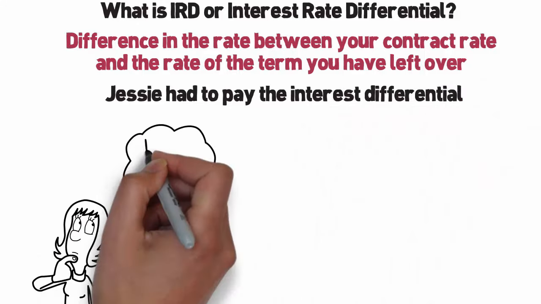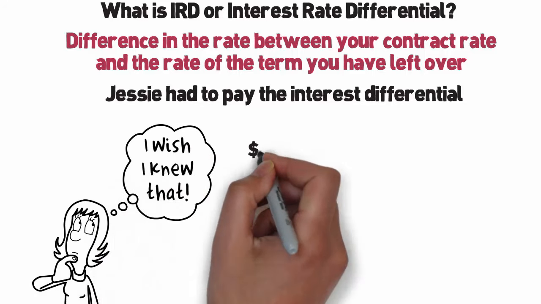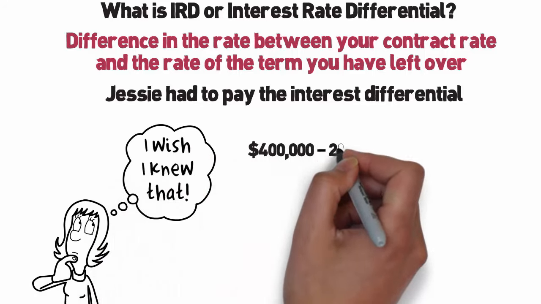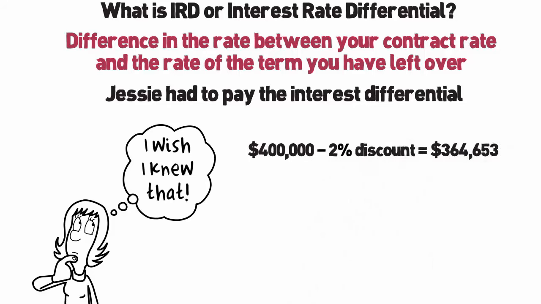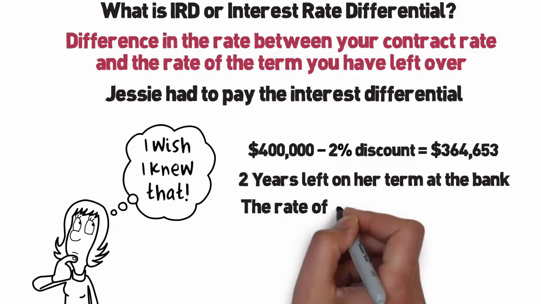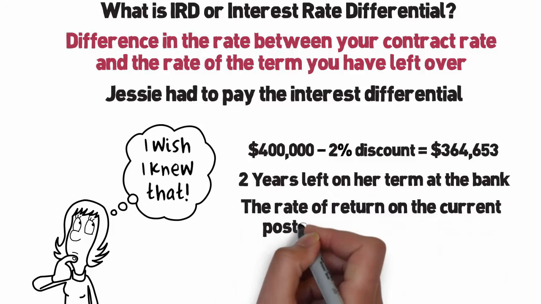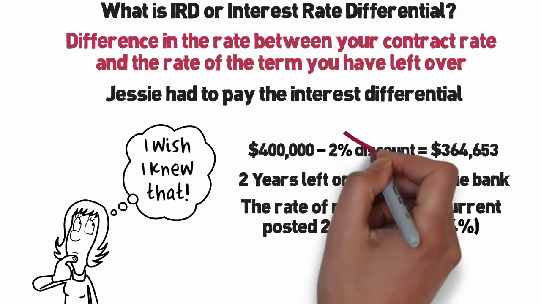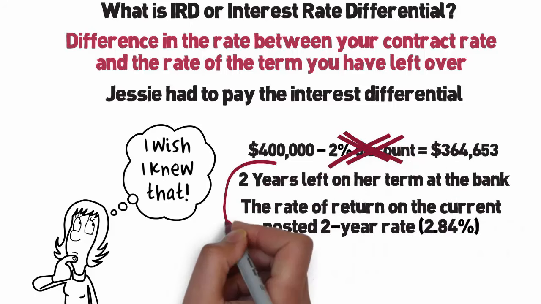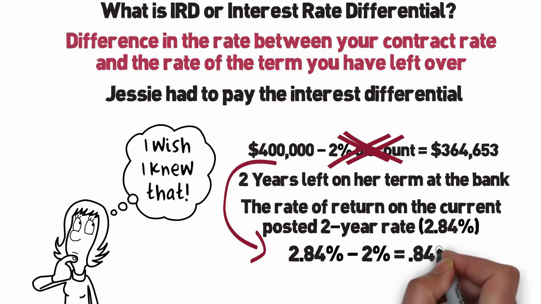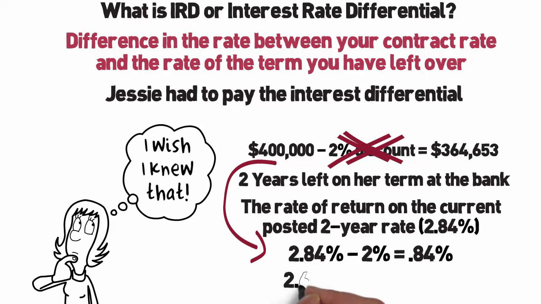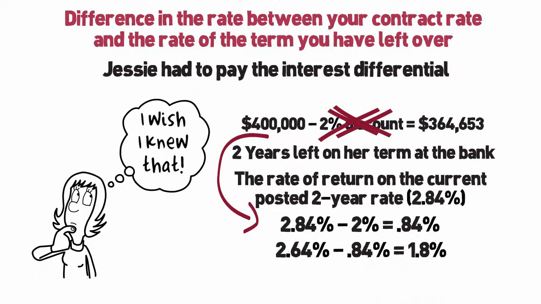The details Jessie wishes she knew at the beginning of her story. On $400,000 with 2% discount from the posted rate, her balance is now $364,653. Since Jessie has 2 years left on her term, the bank will calculate the rate of return on the current posted 2-year rate of 2.84%. Now, the bank will take the 2% discount, which previously made Jessie happy, off the posted rate of 2.84% equals 0.84%, and subtracts that from her contract rate of 2.64% equals 1.8%.